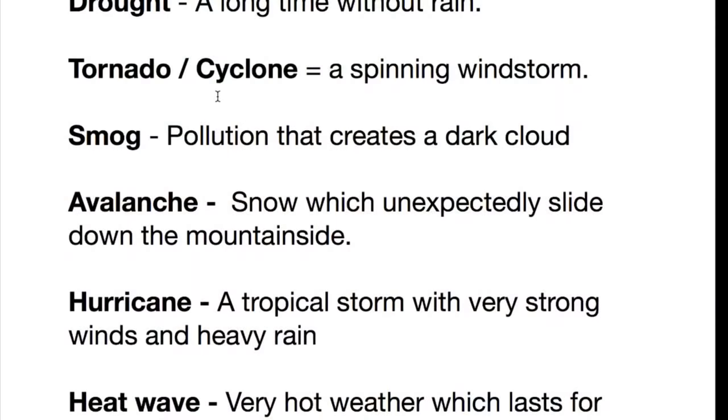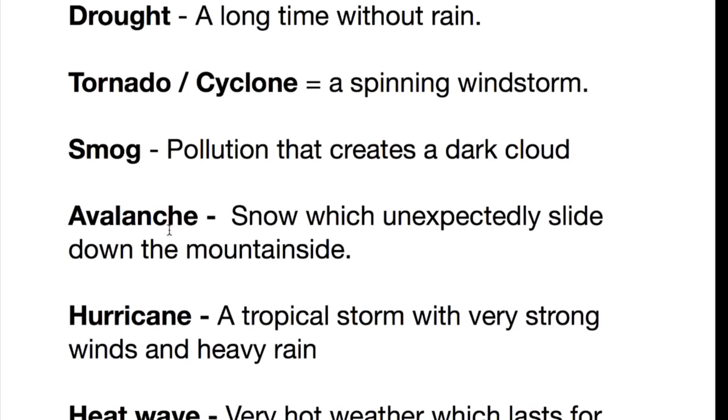Then we have a tornado or a cyclone. These are spinning wind storms. Some people talk about smog. We had a terrible smog here before I was born, in the time of Winston Churchill, one very famous one. But generally we don't have too much of a smog to worry about, but I know in some more built up cities around the world, smog is a real problem, and it's where pollution creates like a dark cloud at ground level. So everyone's breathing in this kind of cloud, this pollution.